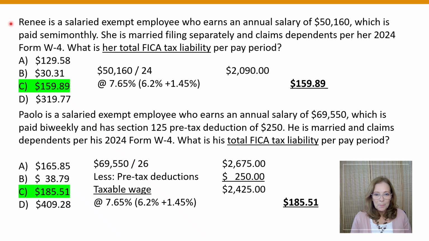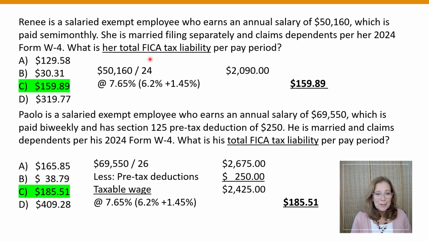Here are two more examples. Renee is a salaried exempt employee who earns an annual salary of $50,160, which is paid semi-monthly. She's married, filing separately, and claims dependents per 2024 Form W-4. What is her total FICA tax liability per pay period?